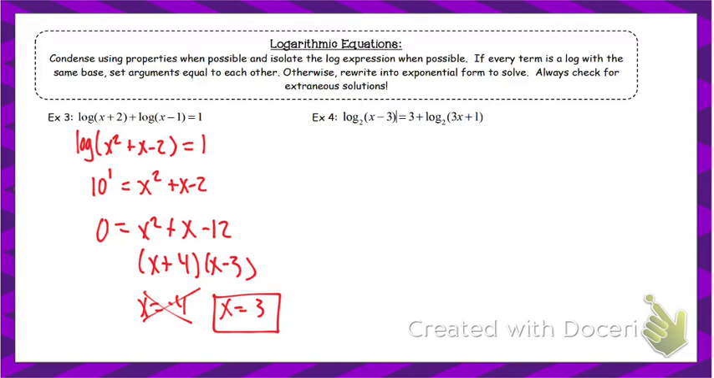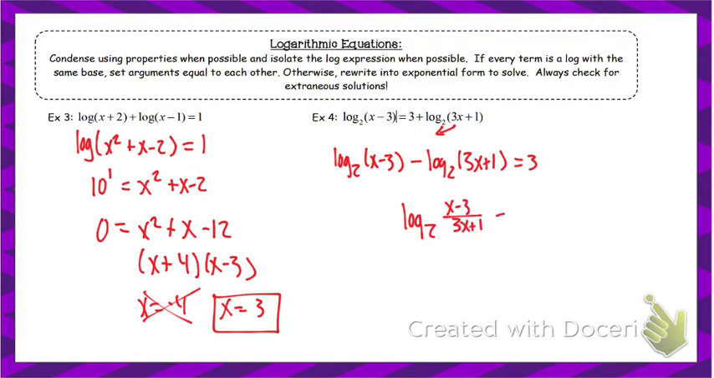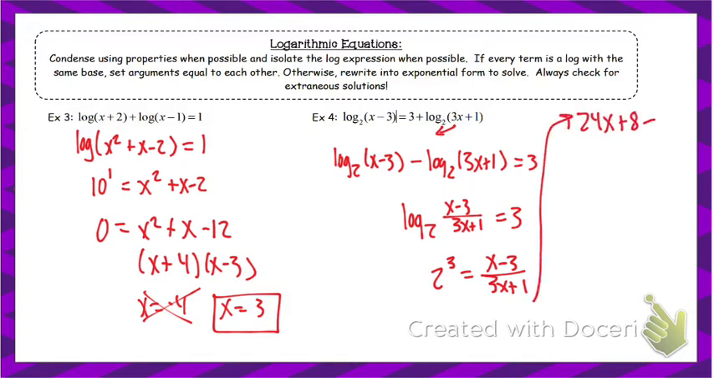All right, let's go ahead and try this next one. There's more than one way to work this out. I'm going to go ahead and move that log to the other side. So I'll make this log base 2 of x minus 3 minus log base 2 of 3x plus 1. Now using my log properties, I can condense. That'll give me division in the argument. Now I'll rewrite it in exponential form. So 2 to the third equals x minus 3 over 3x plus 1. So I can multiply both sides by 3x plus 1, or cross multiply, however you want to look at it. So that'll give me 24x plus 8 equals x minus 3. So 23x equals negative 11, and x equals negative 11 over 23.